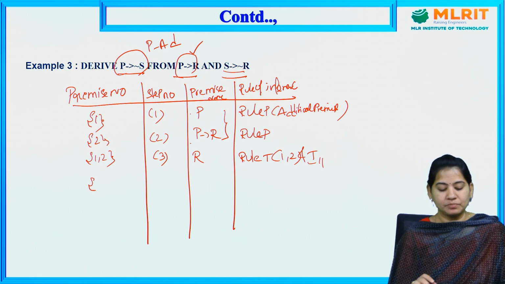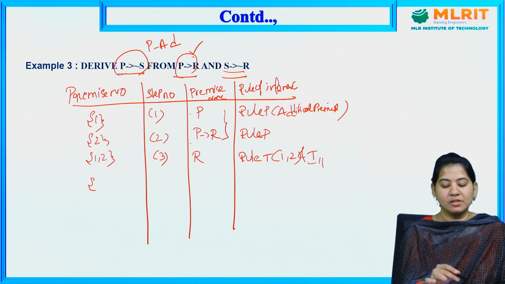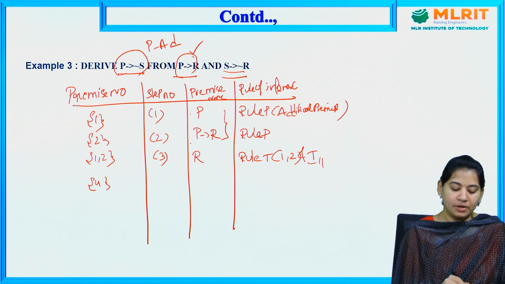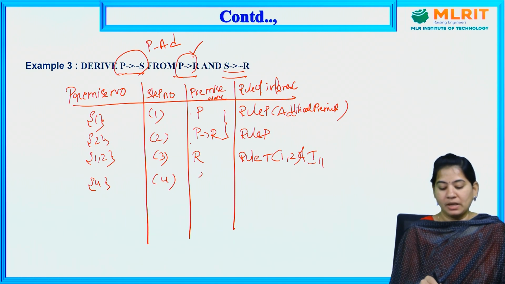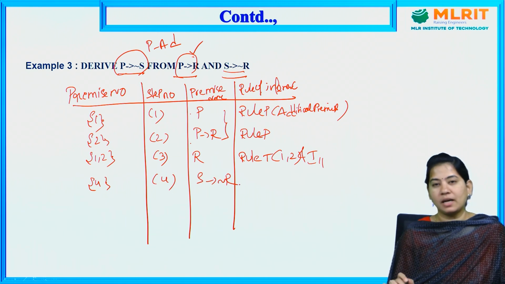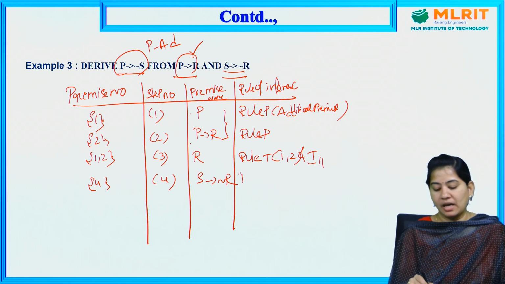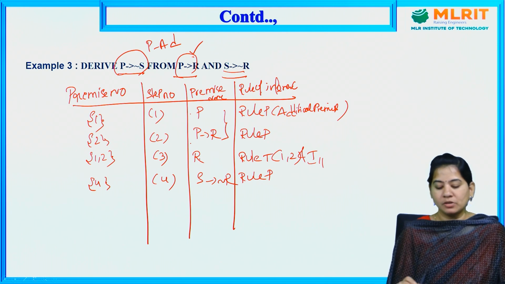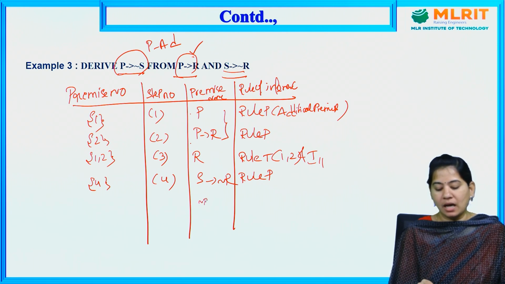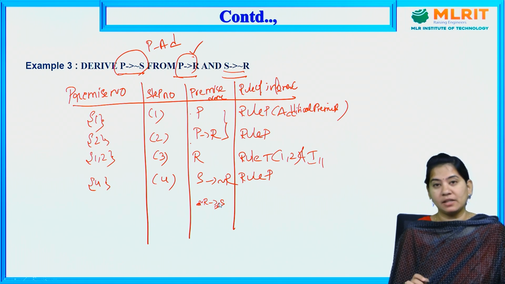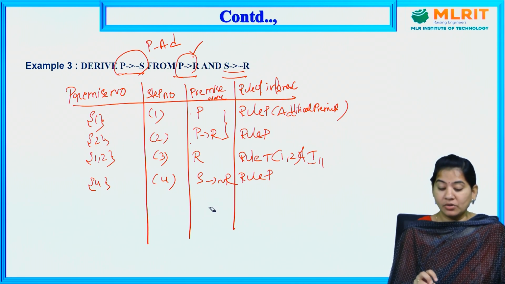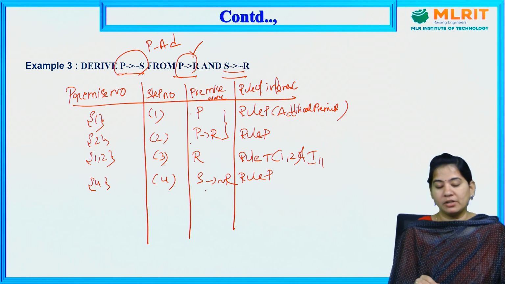Now this is done, and we are left over with S implies negation R. So premise number 4, step number 4, and here S implies negation R, which is rule P. But we don't have any formula for this S implies negation R with the R. But if I get negation R implies S, or R implies negation S, then I'll get the answer by using the standard formula. So I need to convert this into the contrapositive, so I should get the answer.